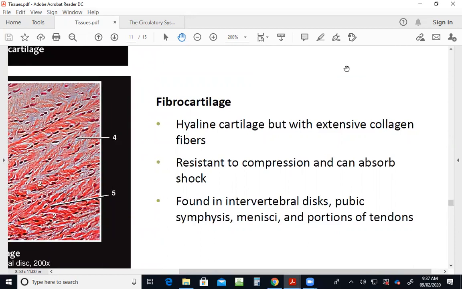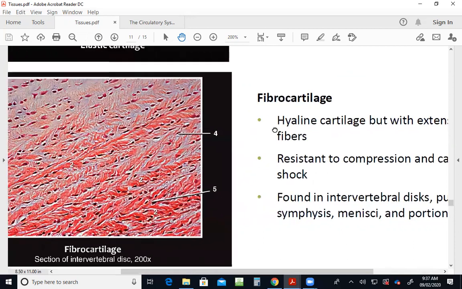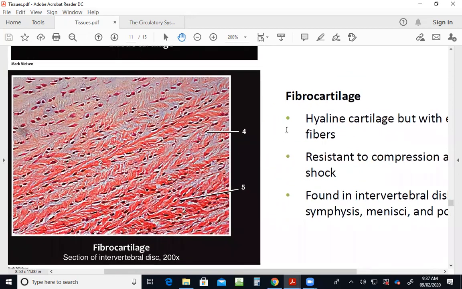Anybody ever heard of your meniscus before? We've got two of those in each of our knees. That is cartilage of this type, specifically fibrocartilage. Between our hip bones is what we call the pubic symphysis. We'll talk about all those later on in the semester.